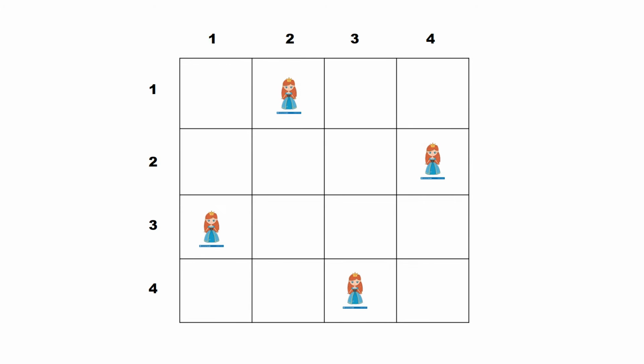Is this okay? Yes, this is okay. This is okay because no queens will fall on the same row, same column or same diagonal. We have got the solution. So I think with this demo we understood how actually we should solve the n queens problem.